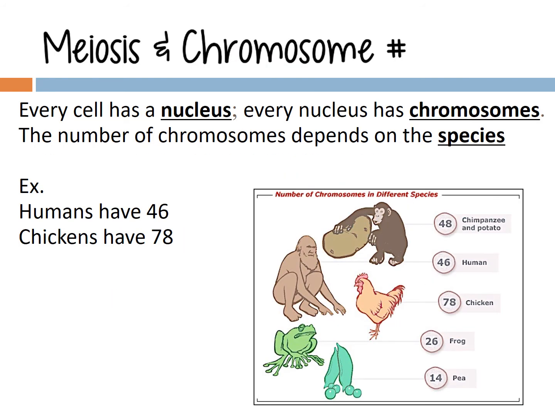All right, so what about meiosis and chromosome number? Well, every cell has a nucleus, and every nucleus has chromosomes, and the number of chromosomes depends on the species that you're looking at. So, for example, humans have 46 chromosomes, but a chicken has 78. A frog is going to have 26, and a pea is only going to have 14. But, strangely enough, chimpanzees and potatoes have 48 chromosomes.